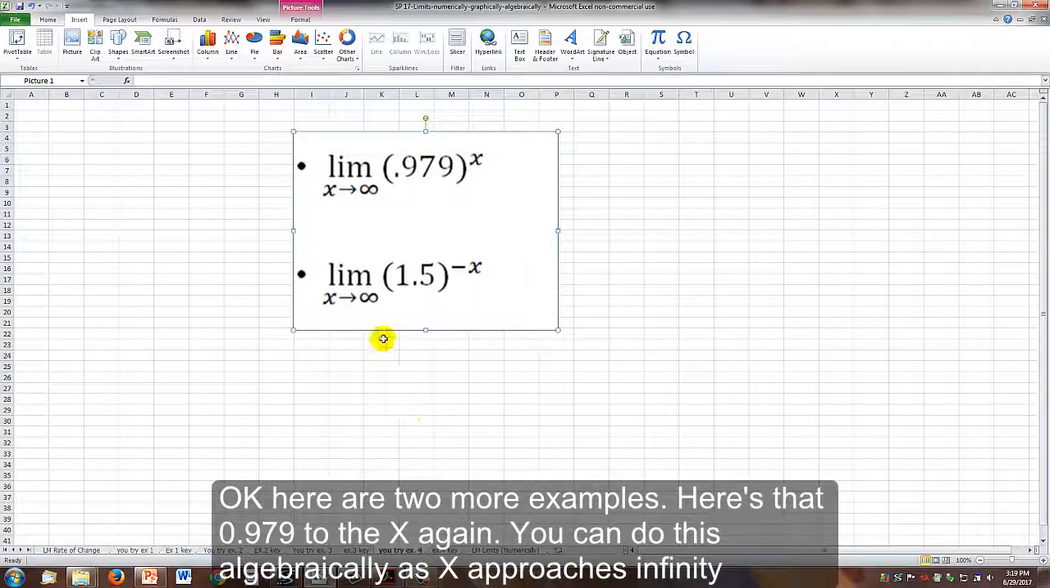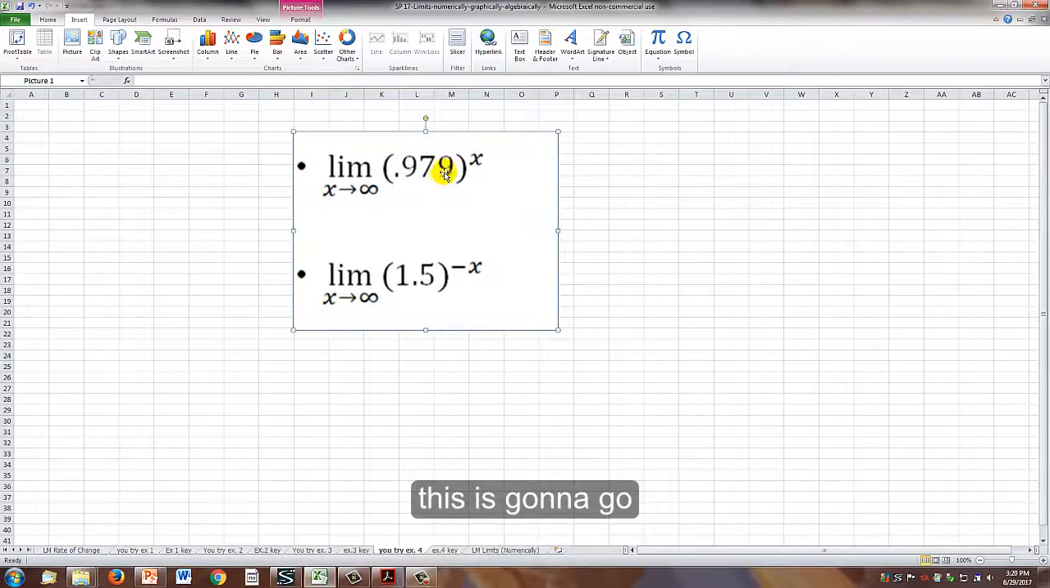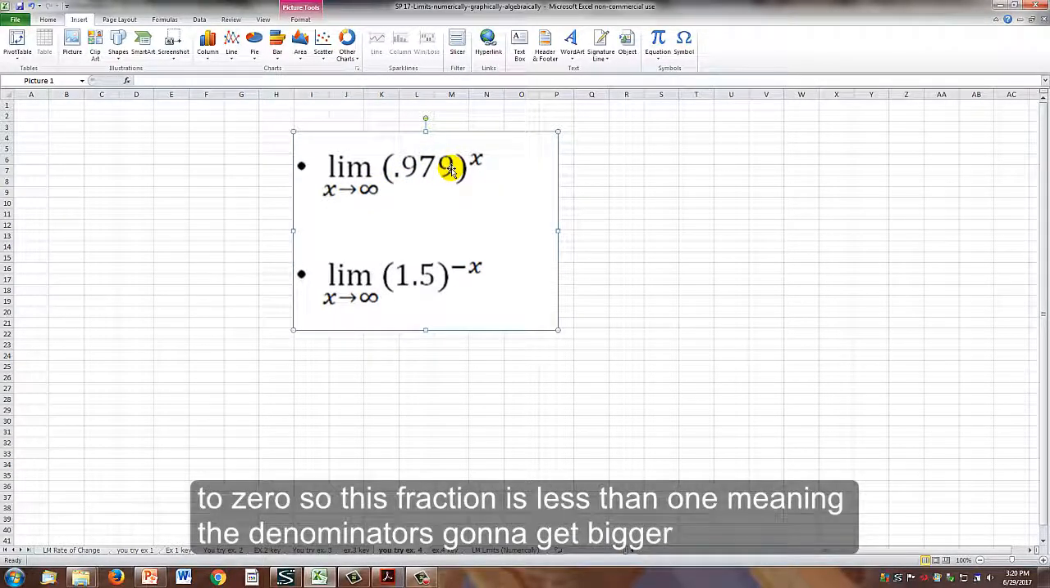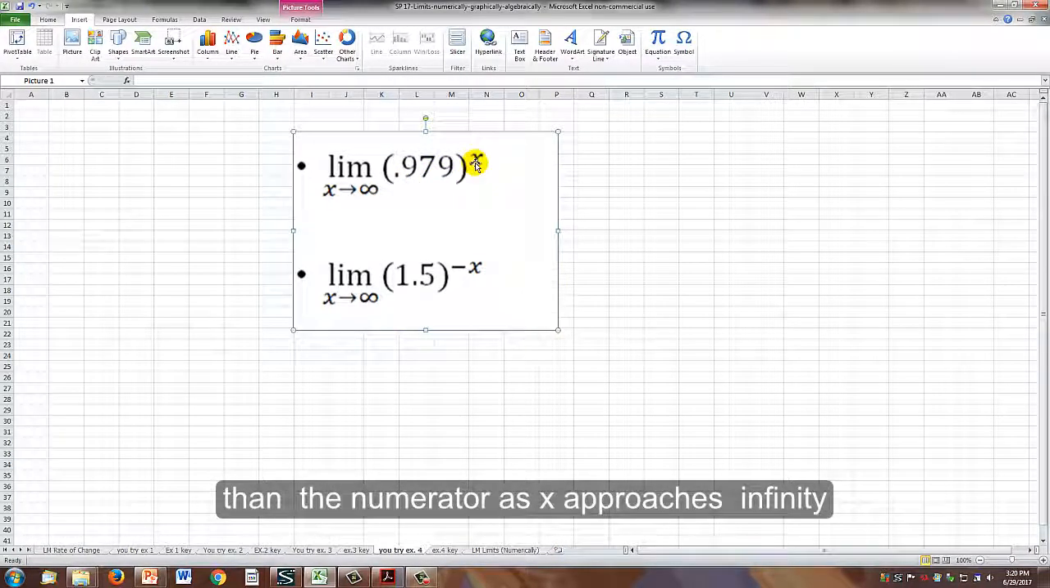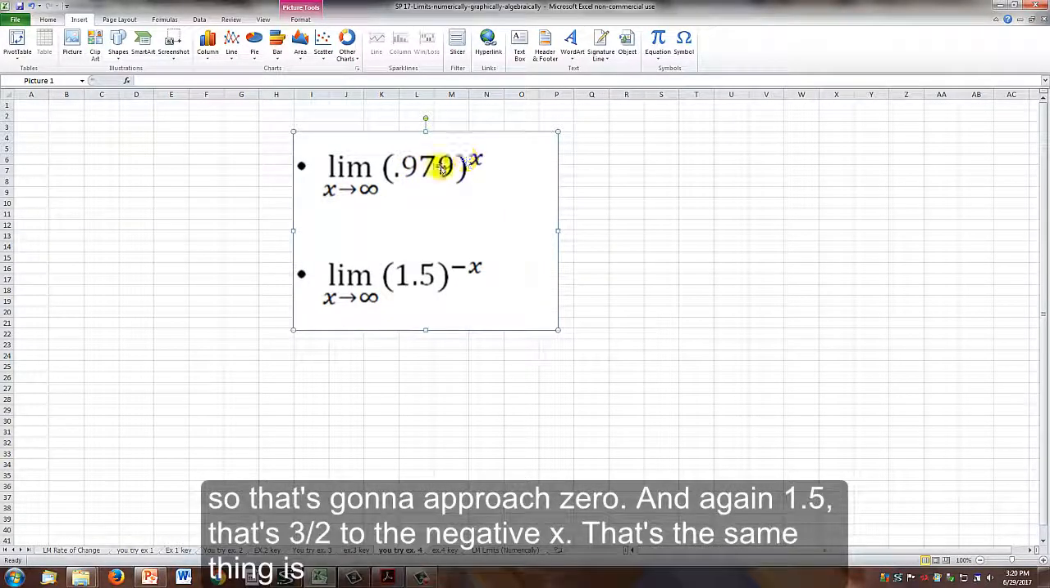Okay, here are two more examples. Here's that 0.979 to the x. Again, you could do this algebraically. As x approaches infinity, this is going to go to 0. So this fraction is less than 1, meaning the denominator is going to get bigger than the numerator as x approaches infinity. So that's going to approach 0.